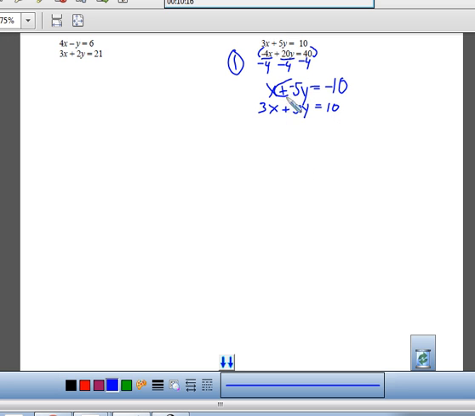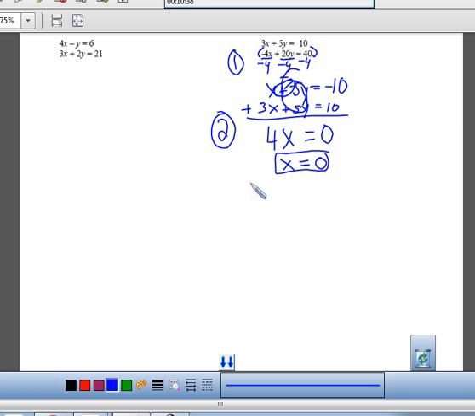Now remember, adding a negative is really subtraction. So the 5y's will cancel out when you add this. So x plus 3x is 4x. Negative 10 plus 10 is, well, that's 0. So that means x is equal to 0. This is all step 2, by the way. So I found one of my variables. It's 0.